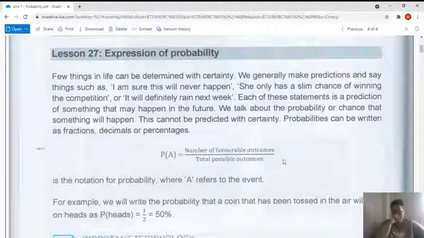Few things in life can be determined with certainty. We generally make predictions and say things such as, I am sure this will happen. She only has a slim chance of winning the competition, or it will definitely rain next week. Each of these statements is a prediction or something that may happen in the future. We talk about probability or chance that something will happen. This cannot be predicted with certainty. Probability can be written as fractions, decimals, or percentages.